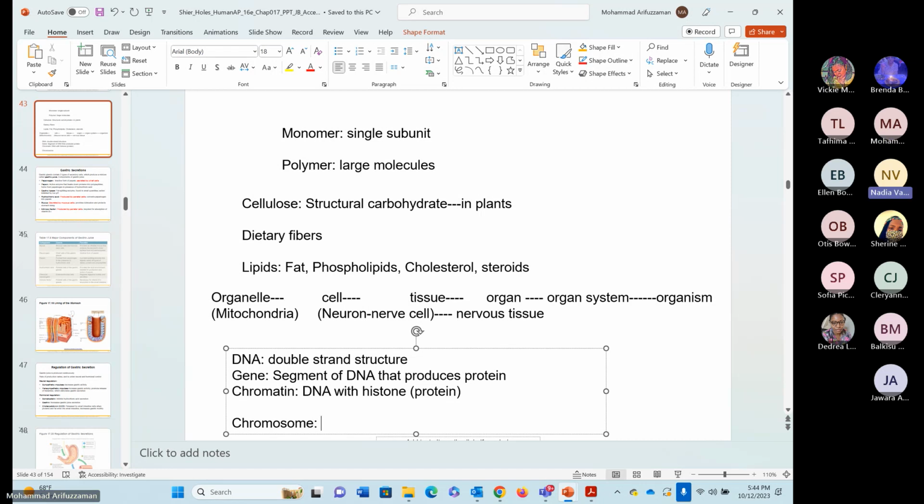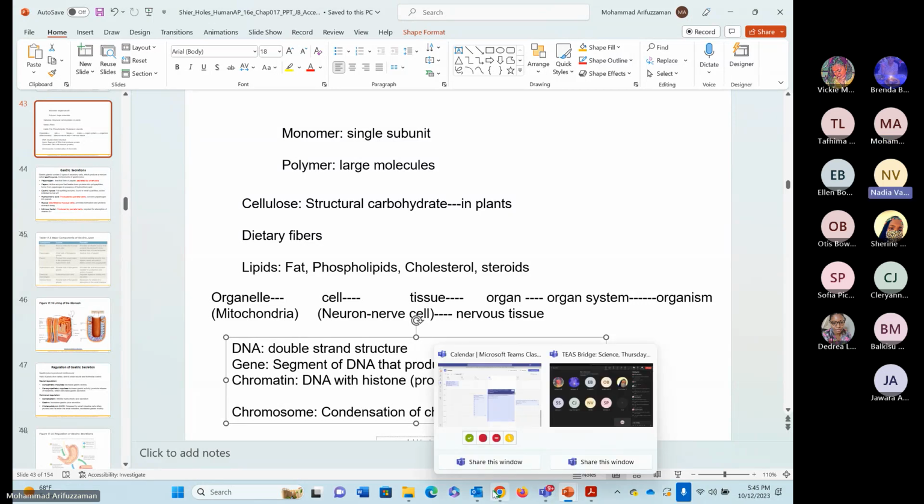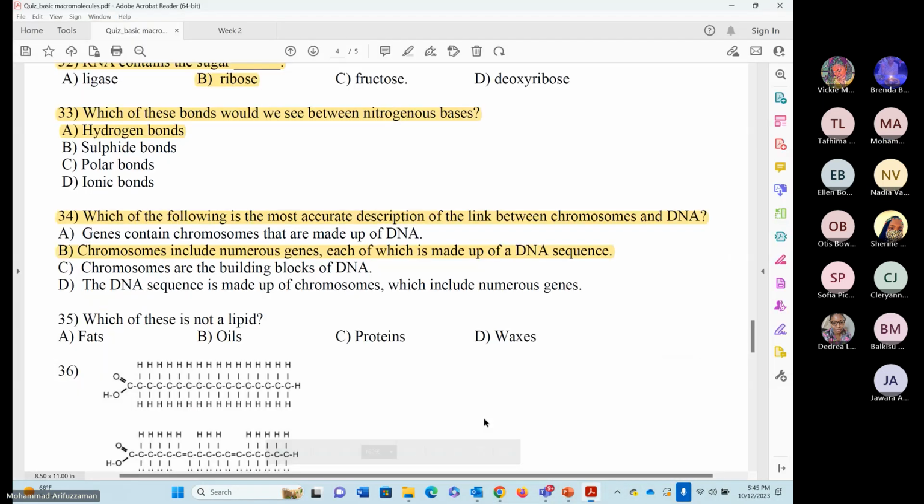What is a chromosome? It's the 46. Condensation of chromatin to form chromosome. So this is the relationship. DNA is the double-strand helical structure. The segment of DNA that produces protein is a gene. Chromatin is DNA bound with protein, and the condensation of chromatin is the chromosome. So the correct answer: chromosome includes numerous genes, which are made up of DNA sequence.